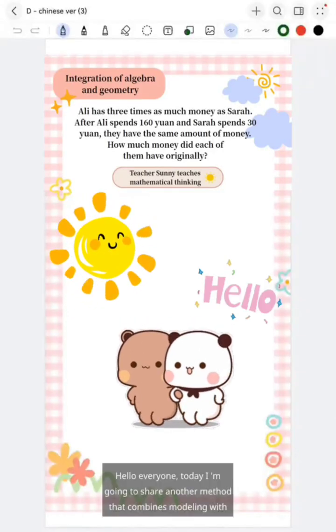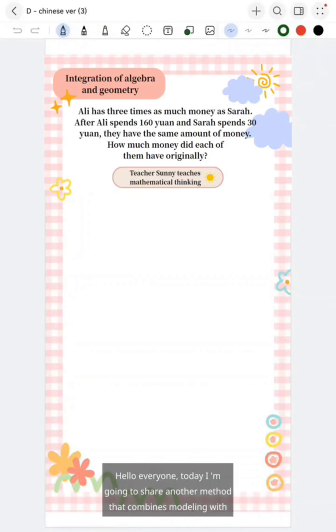Hello everyone, today I'm going to share another method that combines modeling with problem solving. Let's start by reading the problem carefully.